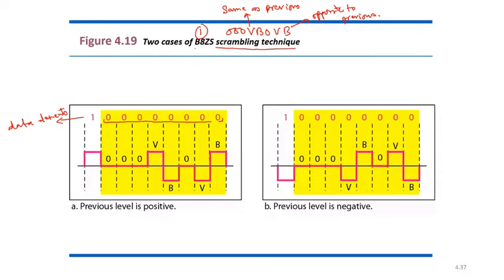If we are using B8ZS as the scrambling technique, then these 8 continuous zeros will be replaced by this combination. The starting 3 will be 000. Then there will be V. V is violation, so it depends on the previous non-zero level. Two cases are there: the previous level is positive, and the previous level is negative.